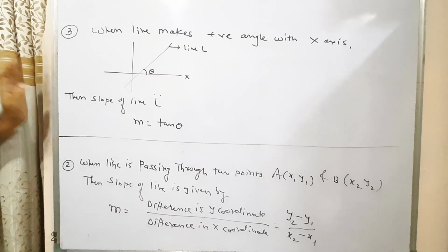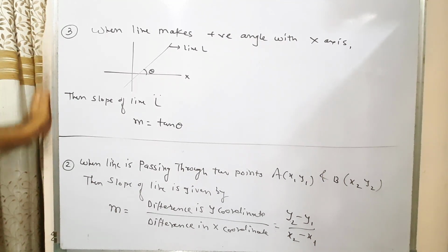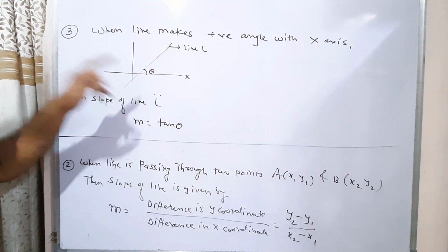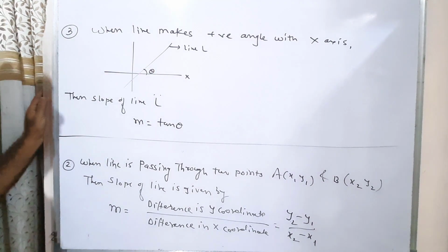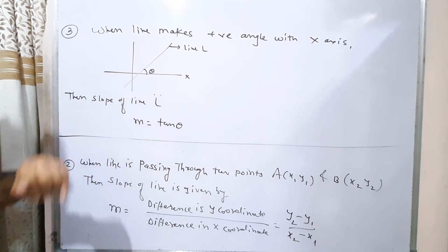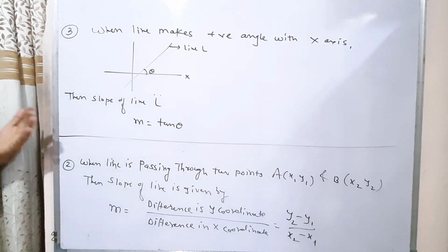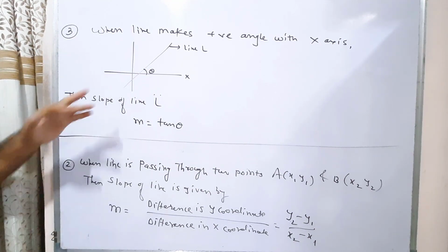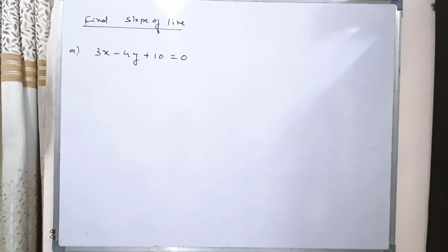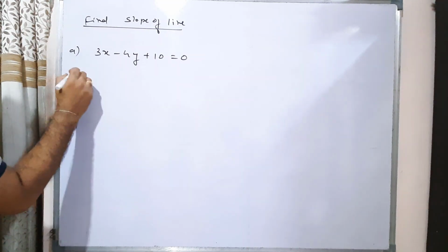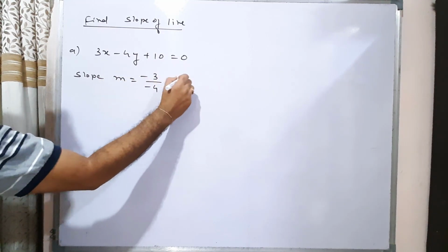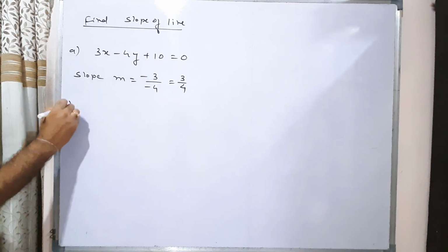Now third, when a line makes a positive angle with the x-axis, this is line L and this is the x-axis, in the positive direction of the x-axis, or we can say it is the angle of inclination, then the slope of line L is given by m equal to tan theta. So theta is 30, 45, whatever it is, you can put there and find the slope of a line. So for the general equation 3x minus 4y plus 10 equal to 0, slope m is equal to minus 3 upon minus 4, that is 3 by 4.